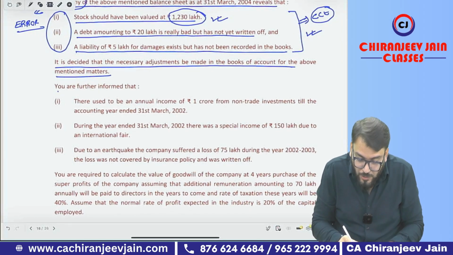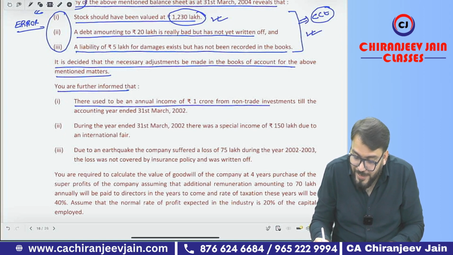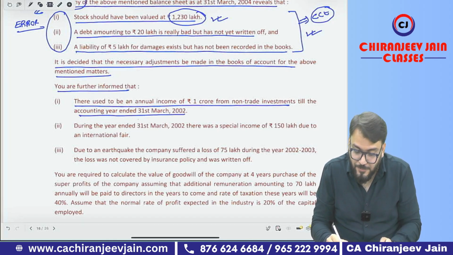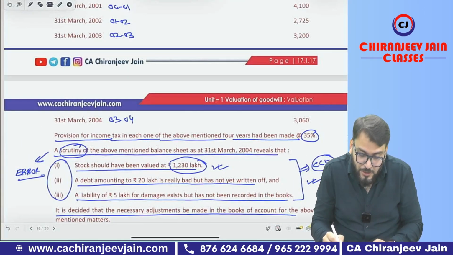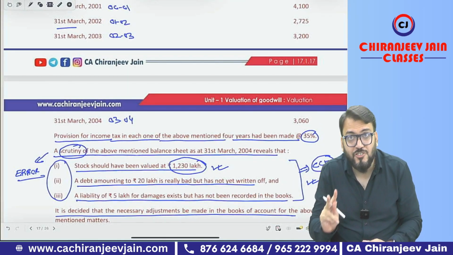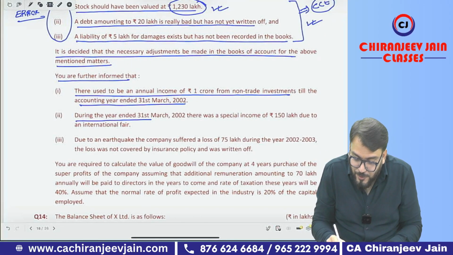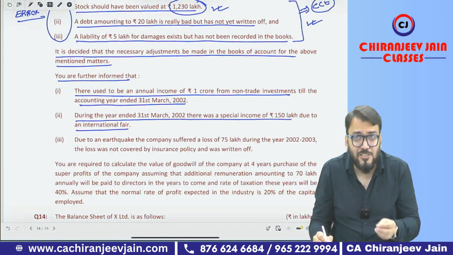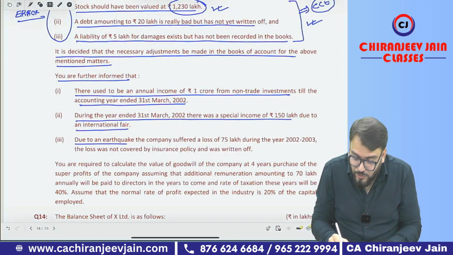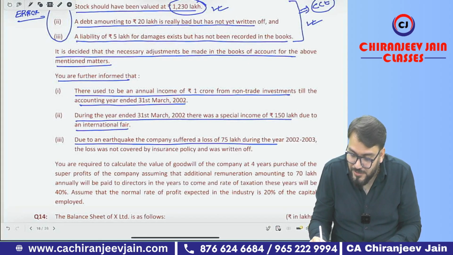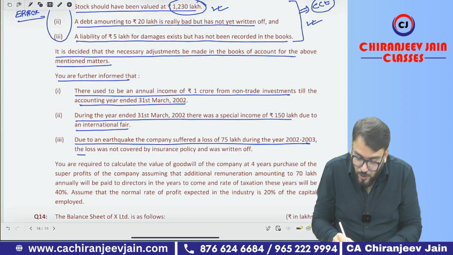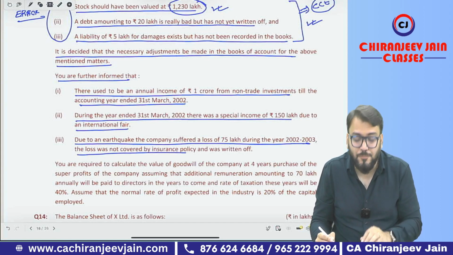You are also further informed that there used to be an annual income of 1 crore from non-trade investment till the accounting year ended 31st March 2002. So there is some non-trade income till which year? 31st March 2002. It means up to the first and second year. So for the first year and second year, there will be some adjustment for non-operating income. During the year ended 31st March 2002, there was a special income of 150 lakh due to an internal affair, so this needs to be eliminated. Due to an earthquake, the company suffered a loss of 75 lakh during the year 2002-2003. The loss was not covered by the insurance policy. This is an abnormal loss.